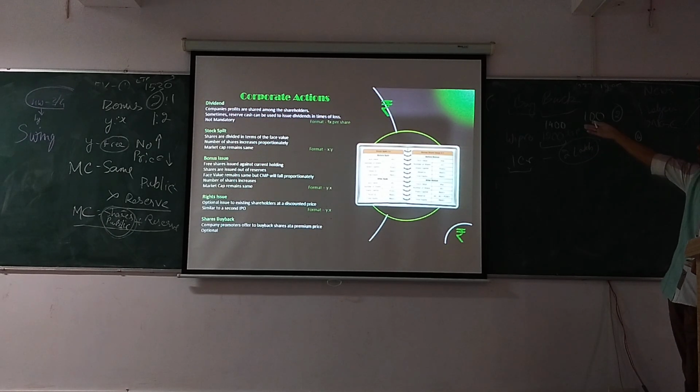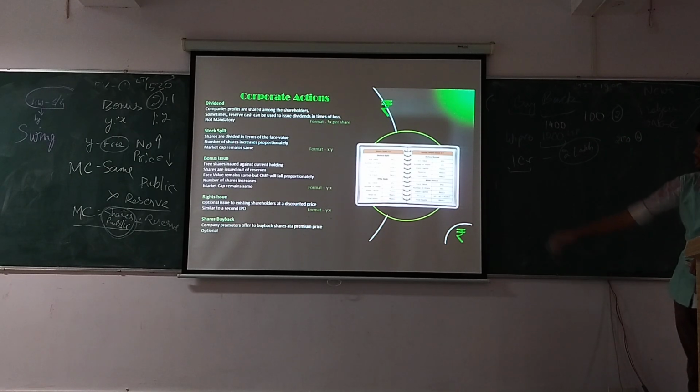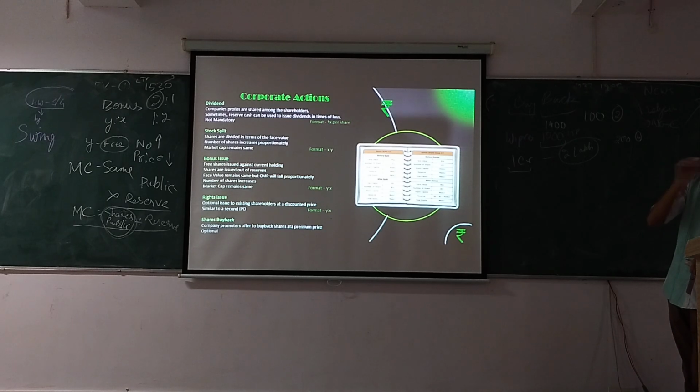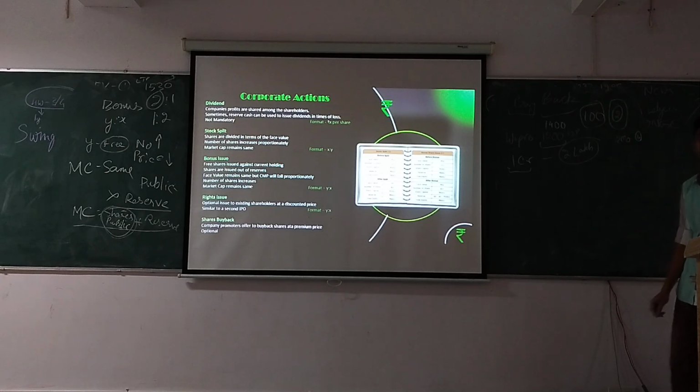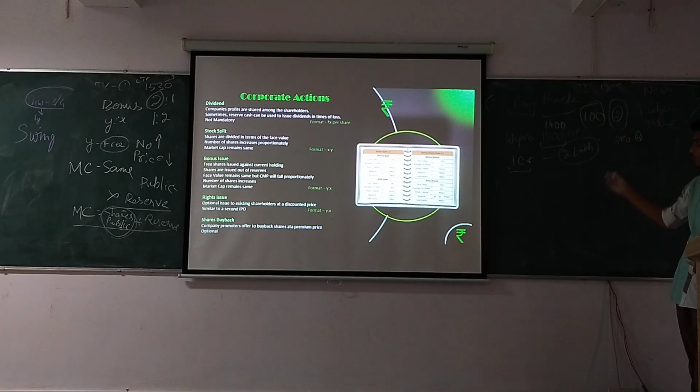So they are ready to buy back at 1,400. The format is not actually mentioned. It will be mentioned as number of shares per number of shares. So it will be 2 shares for every 100 shares only. Right? That will be the buyback ratio. It won't be in a ratio, it will be mentioned in a statement: number of shares to be bought back per number of shares held.